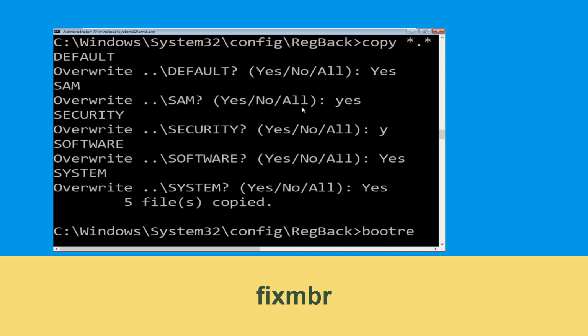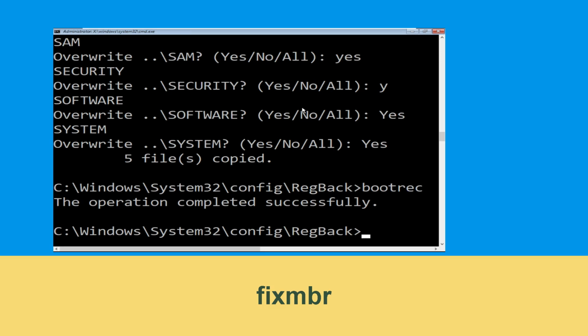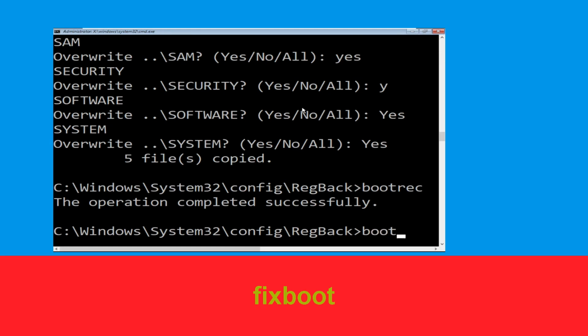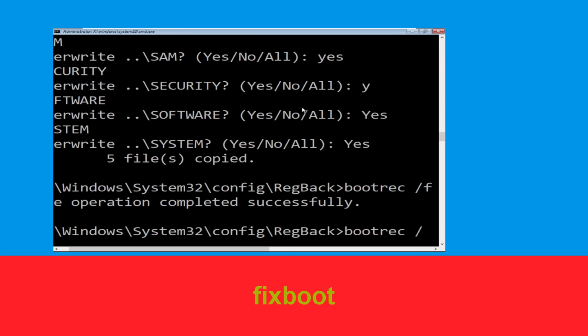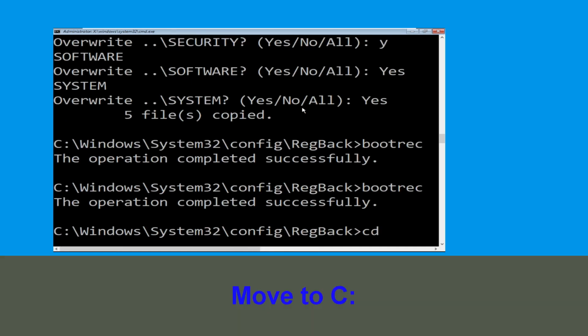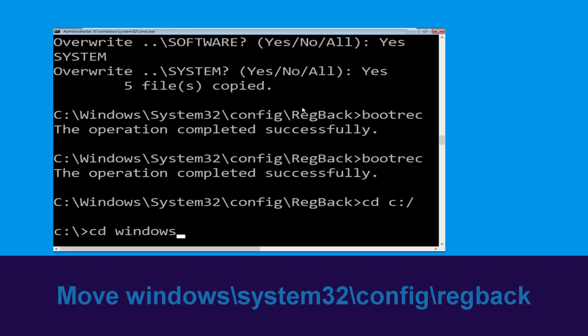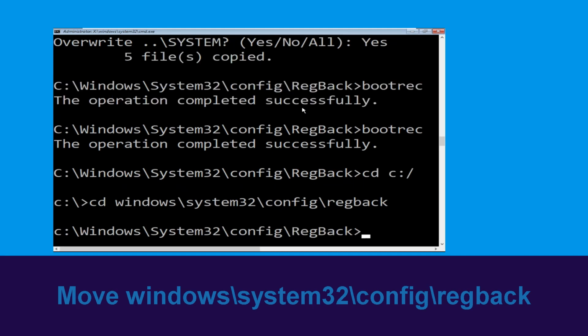Now execute this command. Type bootrec space /fixmbr and simply hit enter. Type bootrec space /fixboot and hit enter. Now type in cd space C:/ and simply hit enter to execute the command. Now type this command cd space Windows/system32/config/regback and simply hit enter to execute the command.